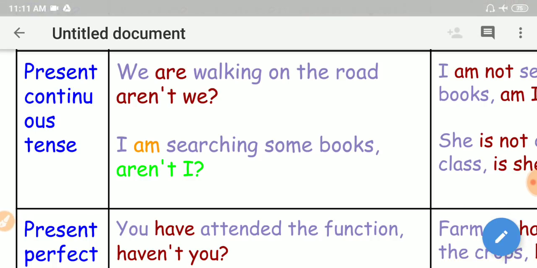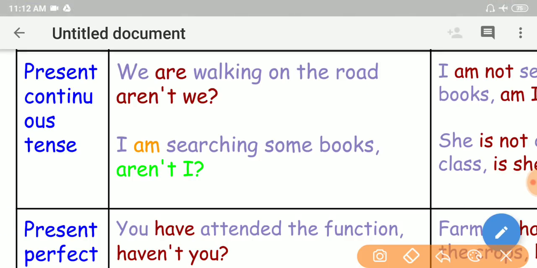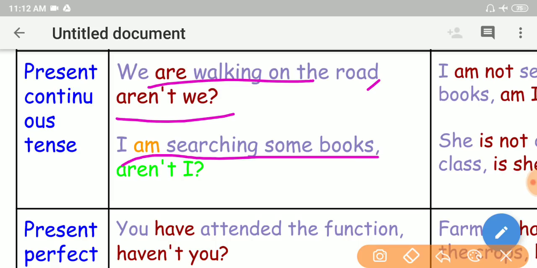We are walking on the road. See here, we are walking on the road. Here, positive statement, negative tag. I am searching some books, aren't I?